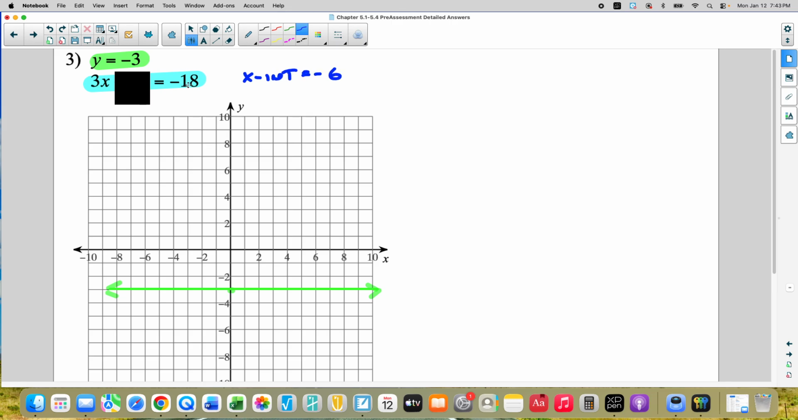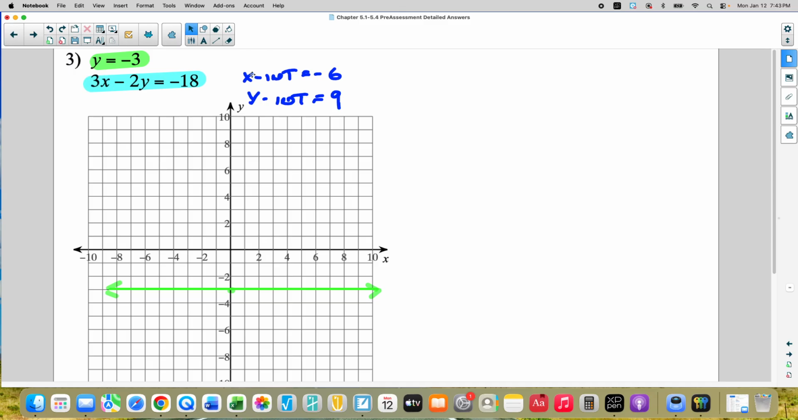Divide both sides by 3, and we get x equals -6. When I want to find the y-intercept, we cover up the x term. And we divide both sides by -2. And that tells me y-intercept equals +9. And that is called the cover-up method.